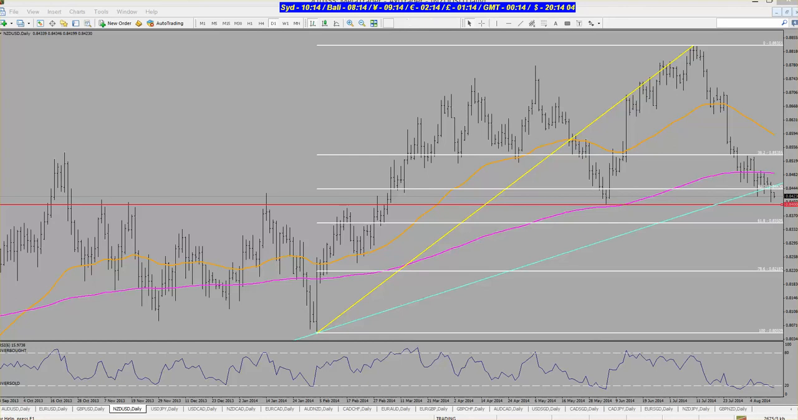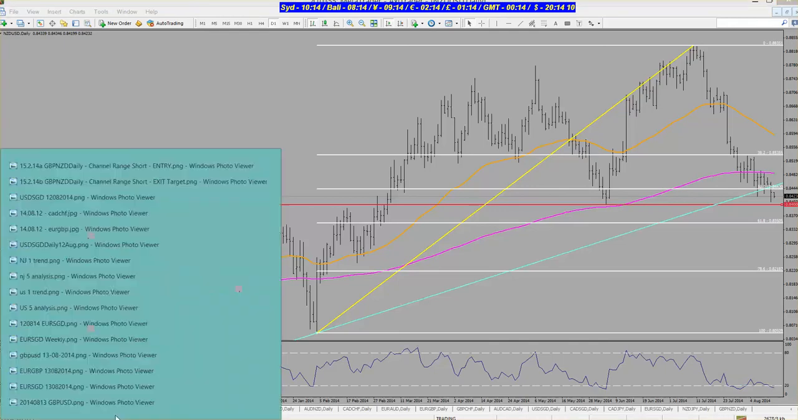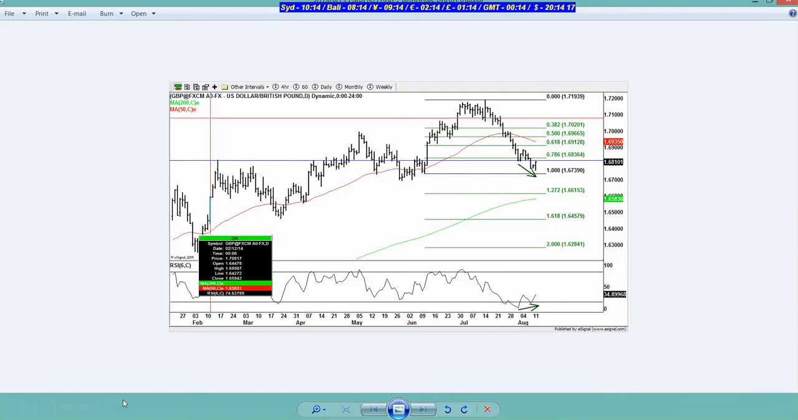This one's the cable. Sorry, let's get rid of that one. Next one's cable. This one. There's divergence. There's also hidden divergence.